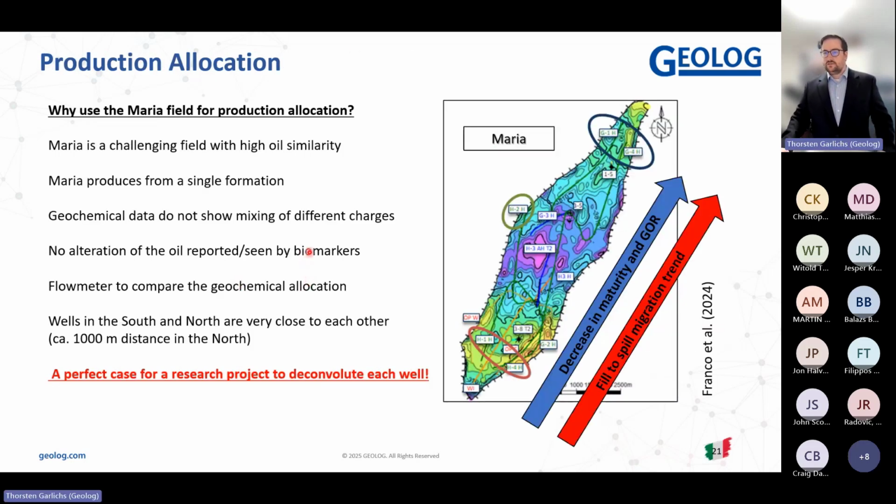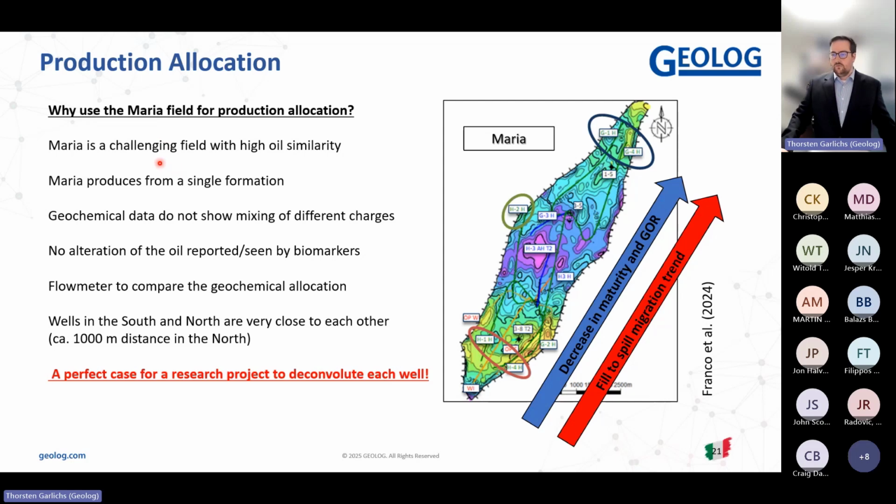But what type of samples we have and why is it important, why we would like to do Maria production allocation is, of course, one or two other things important, not only the sample set. Maria has a very high similarity. So the high similarity is challenging. It makes this field difficult to deconvolute.